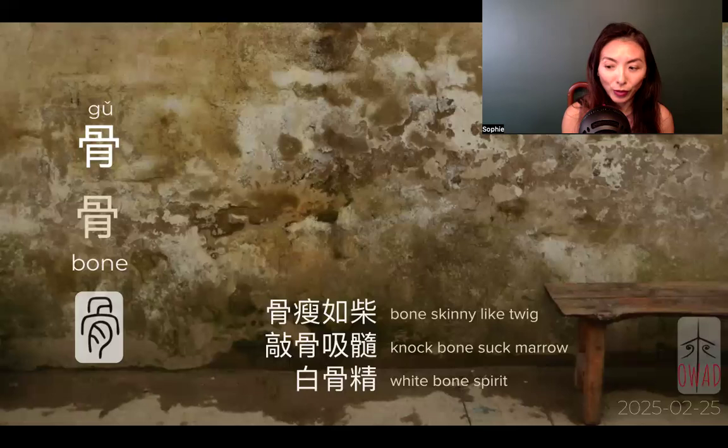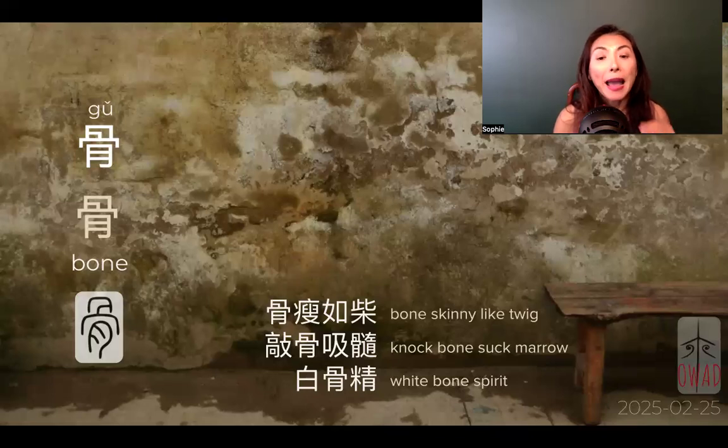If you really break somebody down, and this is not only person to person, it could be a system, systematically treating somebody or some group of people to take advantage of them and get the last life essence or resources out of that community or group of people or individuals. That's the dining behavior we're talking about here. 白骨精, white bone spirit.